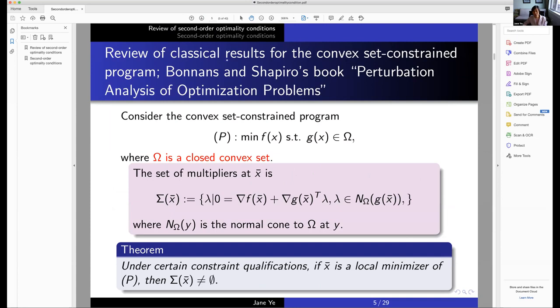Let's review the classical results for the case where omega is convex. You can find all these results in Bonnans and Shapiro's book, Perturbation Analysis of Optimization Problems. For these kinds of problems, the multiplier must belong to the normal cone of omega. This is the first order condition, the KKT condition.